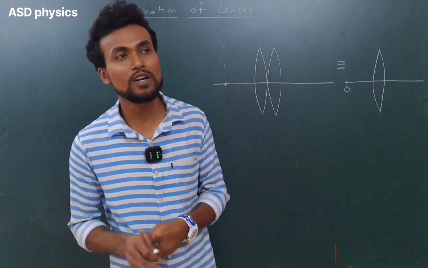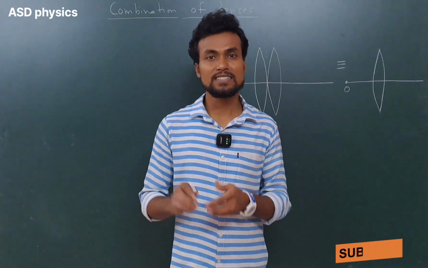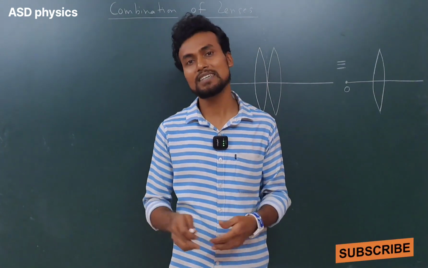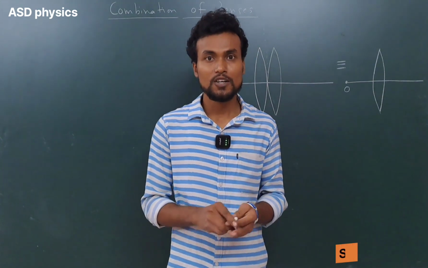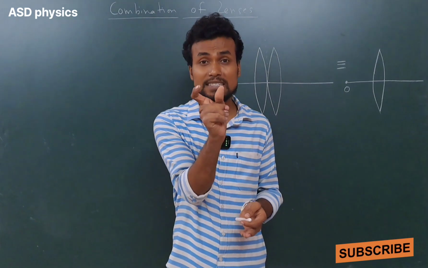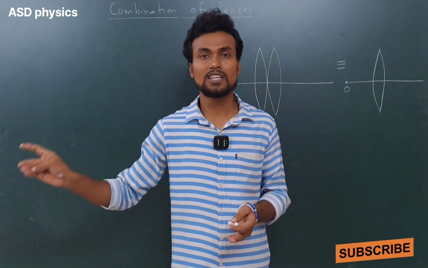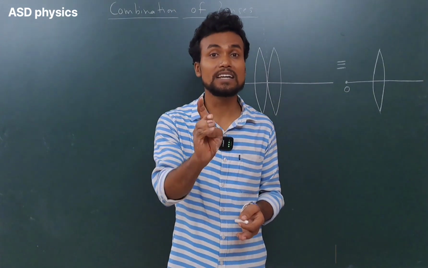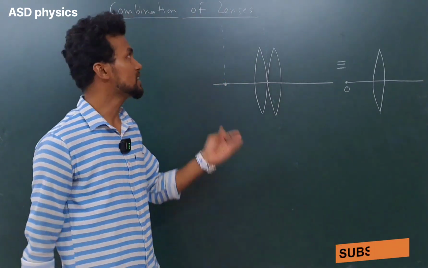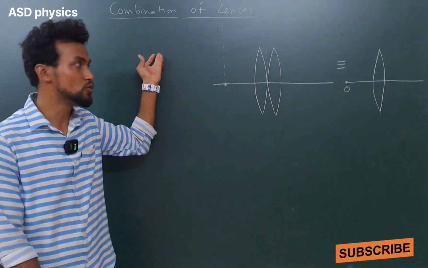You know very well how to calculate the equivalent resistance, like 3 ohm and 4 ohm in series, then equivalent how much? 7 ohm. So here 7 ohm means what? That means a single 7 ohm resistor can replace 2 resistors of 3 ohm and 4 ohm, having the same electrical effect. Okay, so same here in the combination of the lenses we are going to learn.